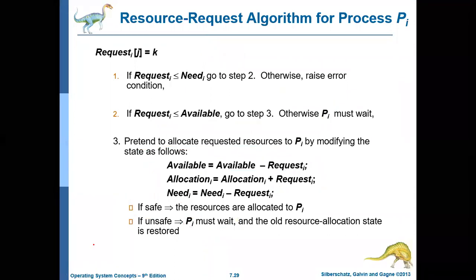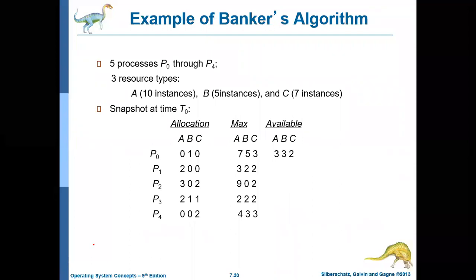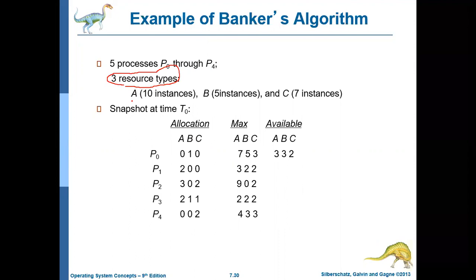Now let us try to understand Banker's algorithm with an example. Say we have 5 processes numbered from P0 to P4, and there are 3 resource types available with the operating system: resource A, resource B, and resource C. There are 10 instances of resource A, 5 instances of resource B, and 7 instances of resource C. This is the available with the operating system.